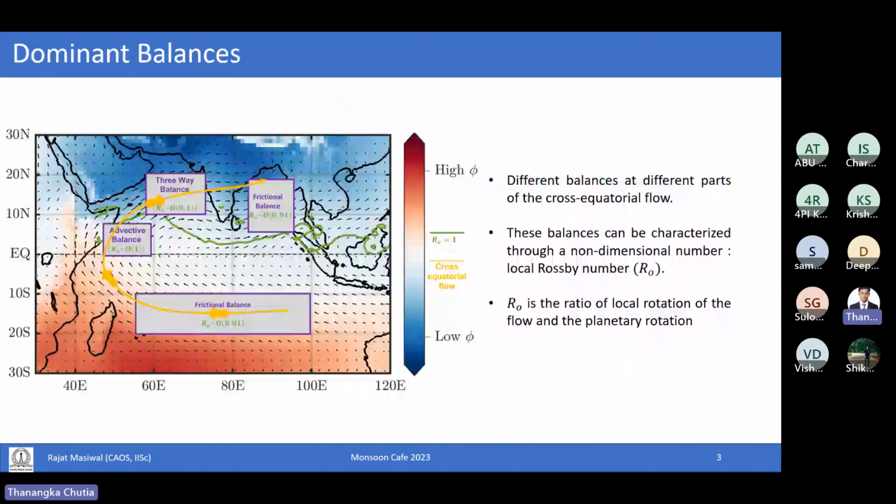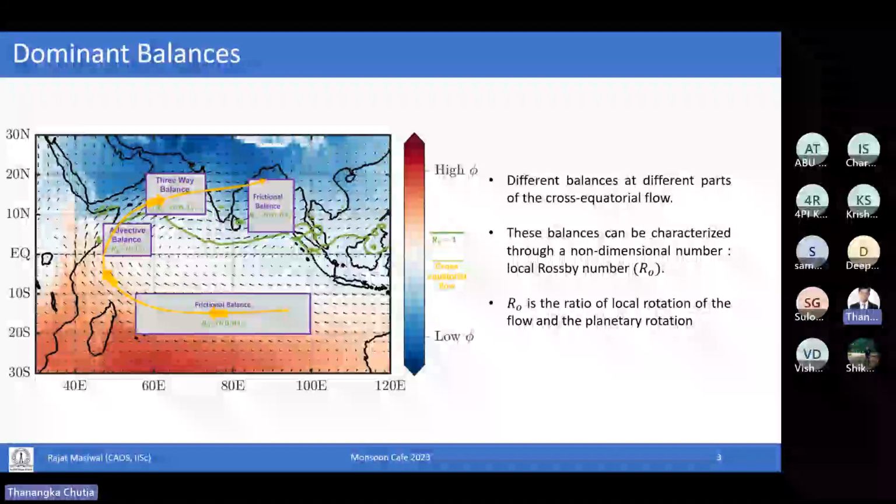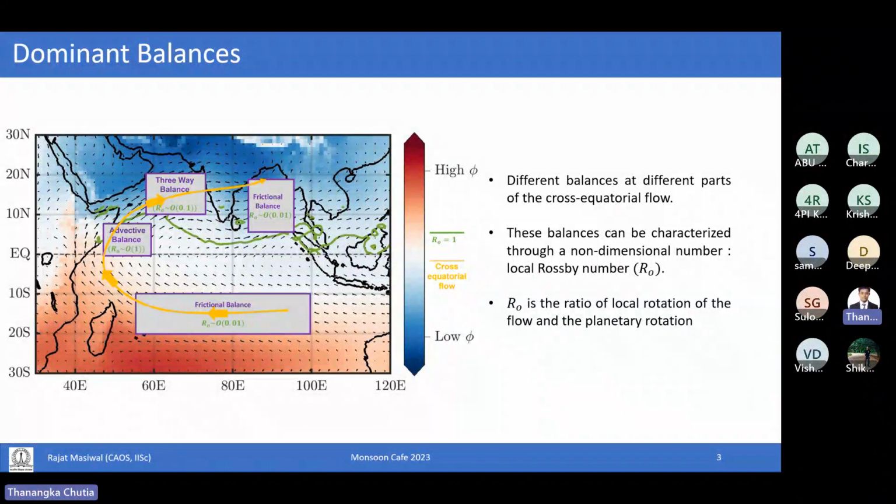And yeah, so talking about some dominant balances within the jet. So the jet shows very interesting dynamics, and if you look at the different locations in the jet, here the yellow line shows the cross-equatorial flow, whereas the green contour shows the Rossby number 1 line. And at the different locations of the jet, you can see there are different kinds of balances being present. These balances can be characterized by a non-dimensional number called the local Rossby number.